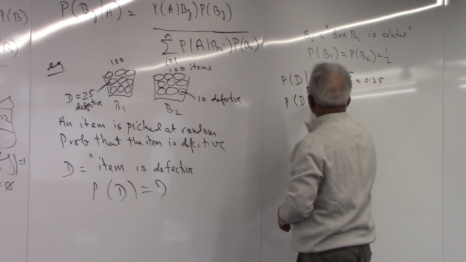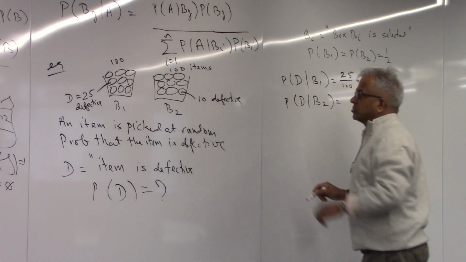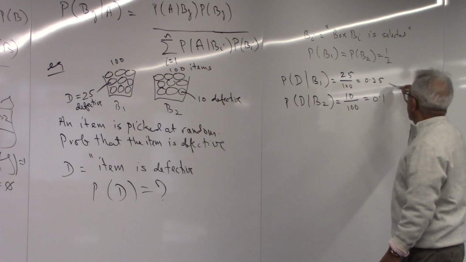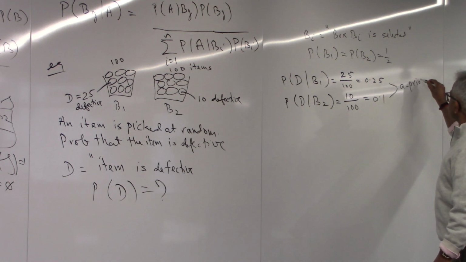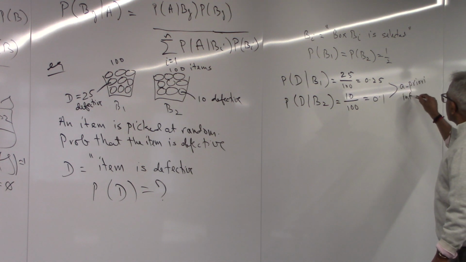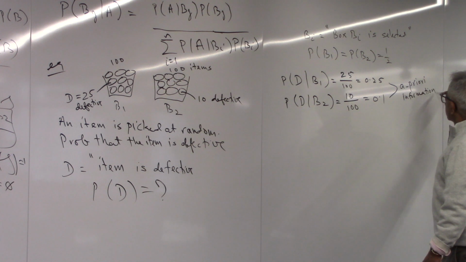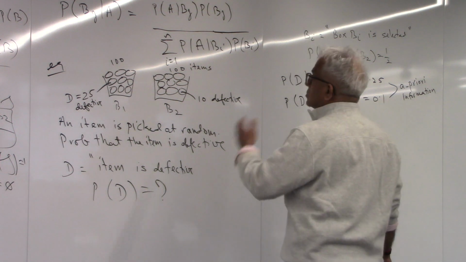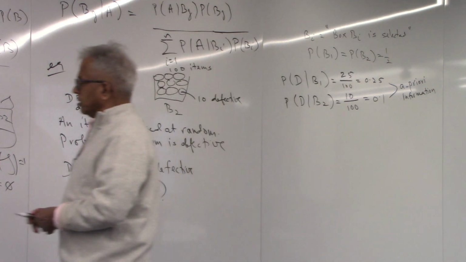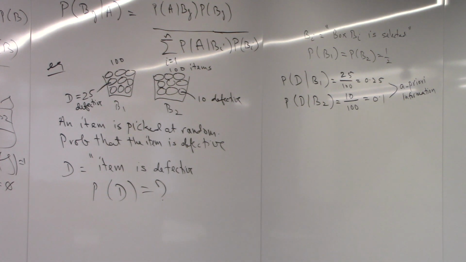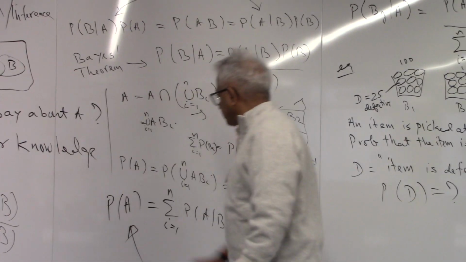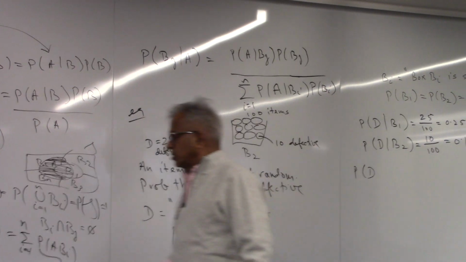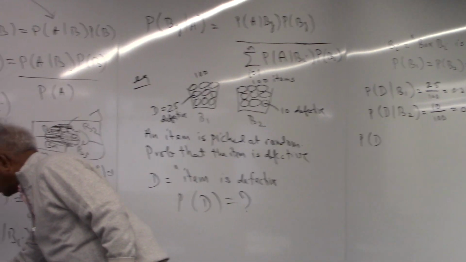Similarly, if you know that the person picked it up from box 2, there are 10 bad items divided by 100, that's 0.1. So this is sort of the a priori information, without performing anything, just from the given data. So now we could use this formula to find out P(D). We can call this the total probability formula.